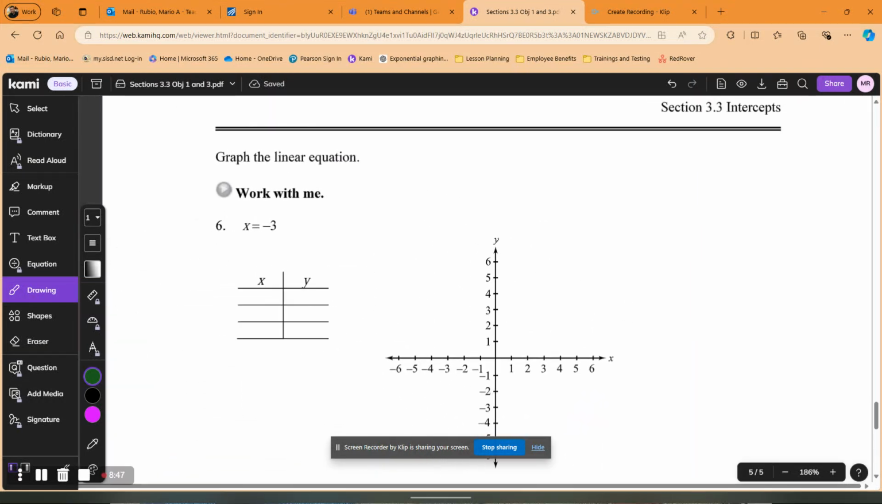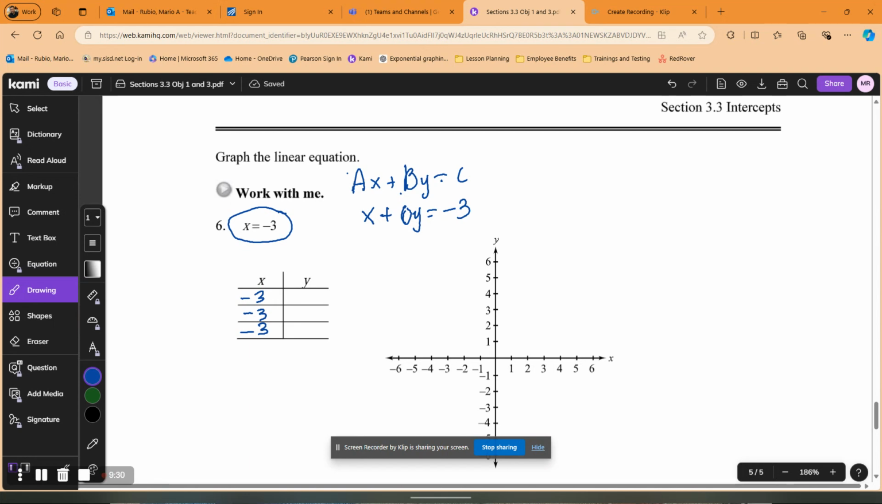Now let's take a look at number 6, graph a linear equation. Just like the other one where it told us y was equal to 5, this one says x is equal to negative 3. No matter what, we're always going to have x equals negative 3. Does it tell us anything about y? There's no y in the equation, so remember from the standard form, since we only have x, b must be 0. And then it's equal to negative 3.